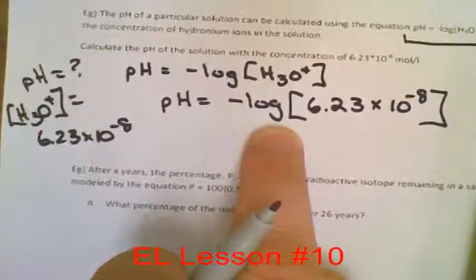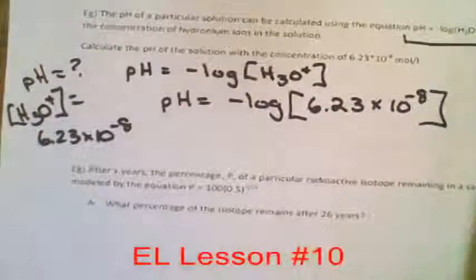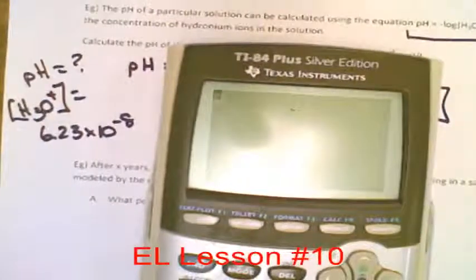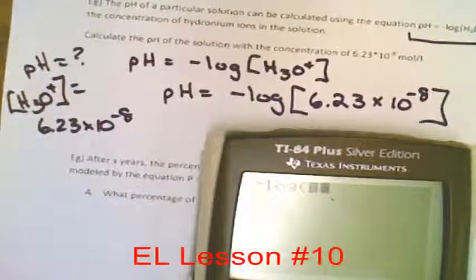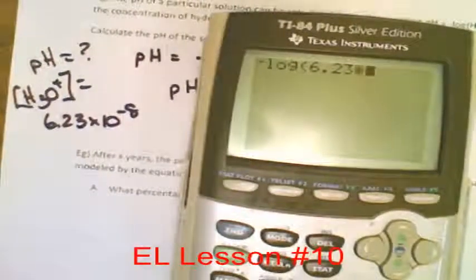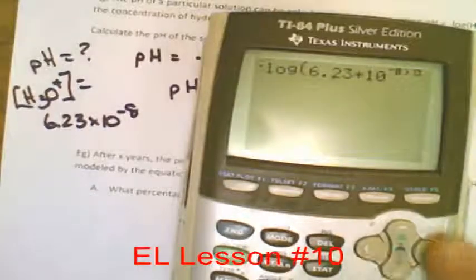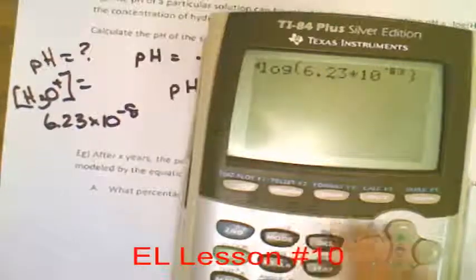Okay, so there are two unknowns. One is pH, which I need to know, and the other is the concentration. And it tells me that concentration is 6.23 times 10 to the negative 8 moles per liter. Okay, so plugging that into the equation, I have pH equals negative log of 6.23 times 10 to the negative 8.